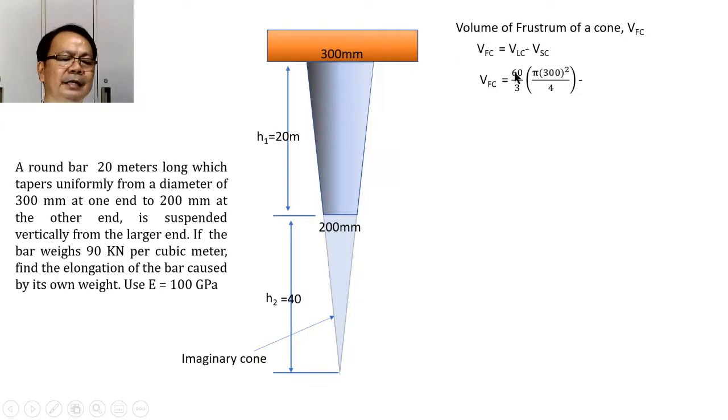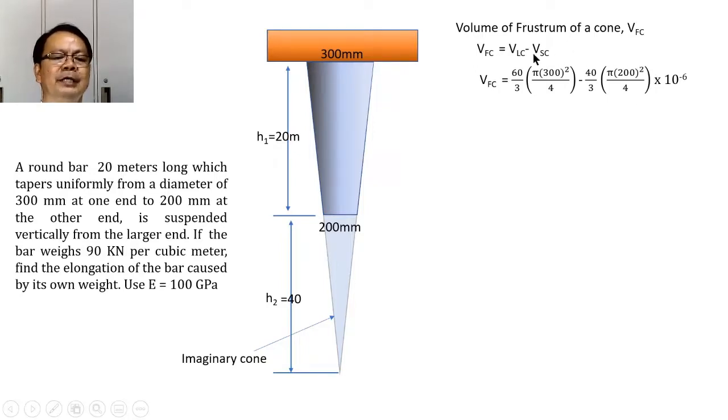This 60 is the height, the total height from 420, the sum of 20 and 40, and that is equal to 60. And this is pi times 300 square over 4, which is actually the area of this circular base, diba? Minus the volume of the smaller cone, and the smaller cone is actually our imaginary cone whose base has a diameter of 200 and an altitude equal to 40. And this will be equal to 40 over 3. That's 1/3 of the height multiplied by pi times 200 squared divided by 4.